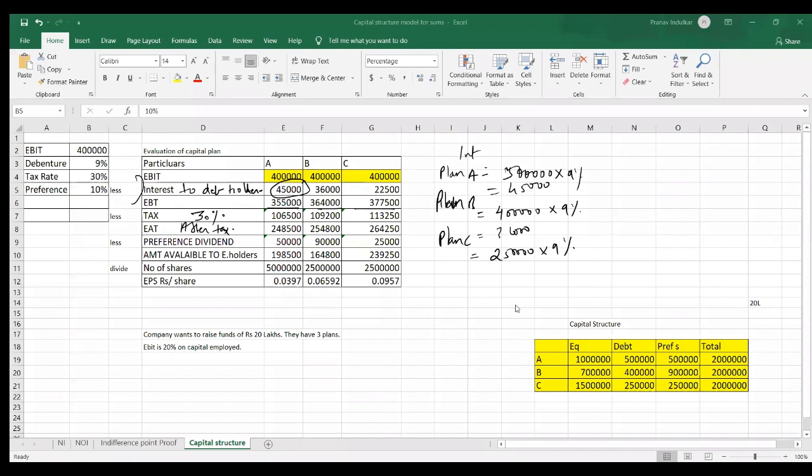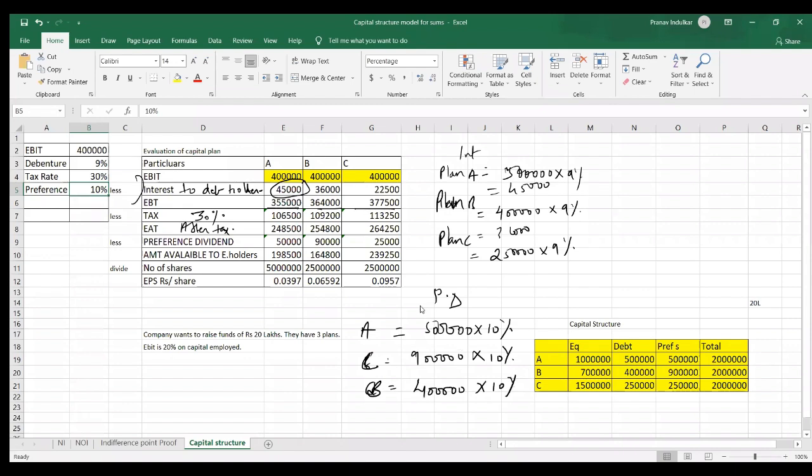ओके, सो प्रेफरेंस डिविडेंड इज हाउ मच? 10%, सो 5 लाख का 10%, ठीक है। कैलकुलेशन ऑफ प्रेफरेंस डिविडेंड 5 लाख इंटू 10%, 50,000. 50,000, get it? Then for plan B it's going to be 4 lakh at 10%.